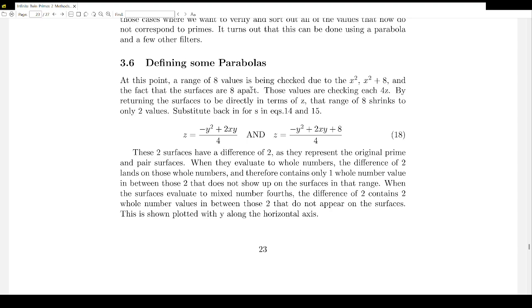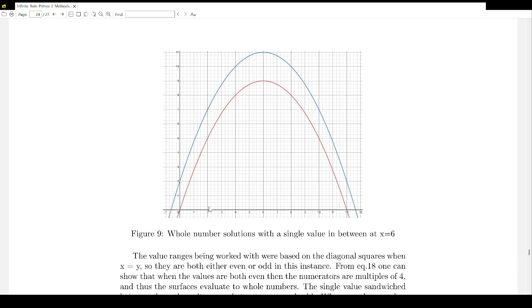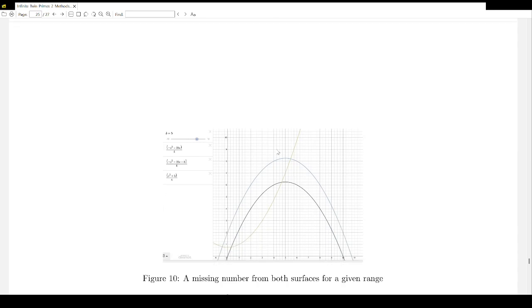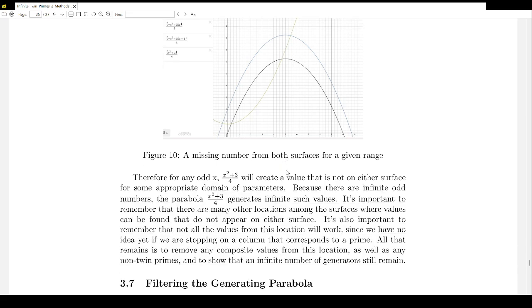But here it's defining these parabolas. You start to get down to this parabola. Let's see, hold on. It shrinks to only two values. So you get these two parabolas, and you're looking for integer values that appear right here between the peaks of the two parabolas. And it's a technique that does something like this. So here you're using this other one and you're scanning and combining all this to get this value in between. So I remembered that was going to come up.